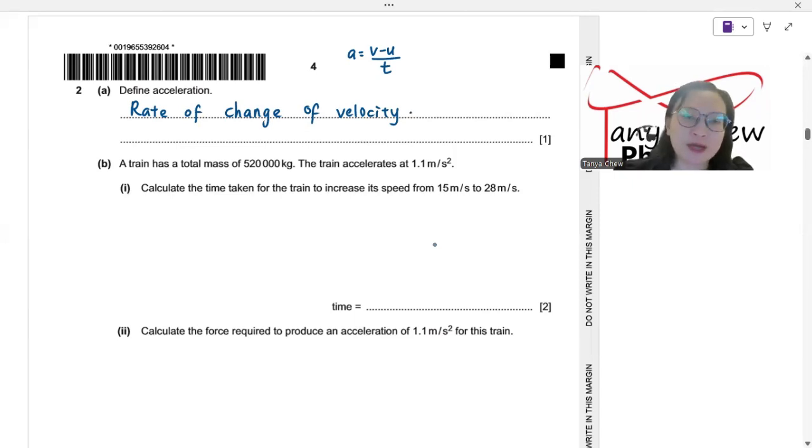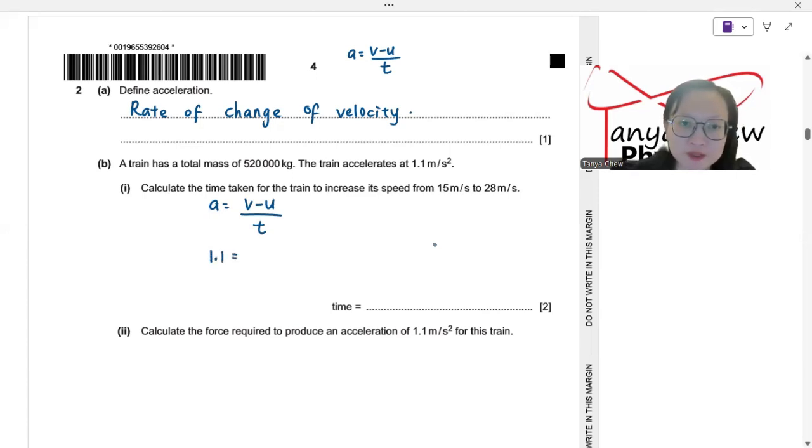Now B, a train has a total mass of 520,000 kilogram. The train accelerates at 1.1 meter per second square. First part, calculate the time taken for the train to increase its speed from 15 meter per second to 28 meter per second. See the equation that I have already wrote down? I am definitely going to use that equation. So a is equal to v minus u over t. I'm not going to use that mass just yet. So acceleration, I just fill in 1.1.